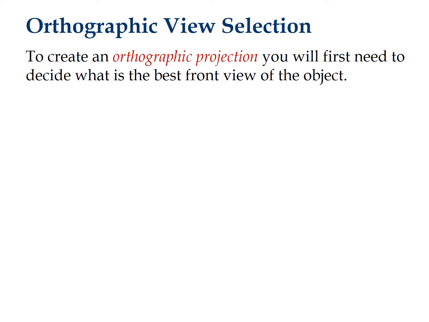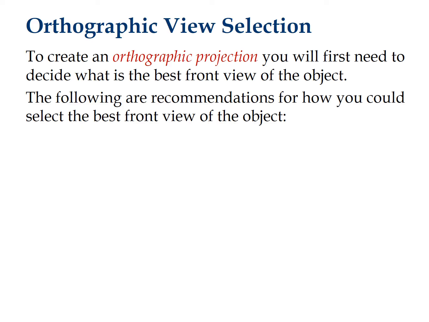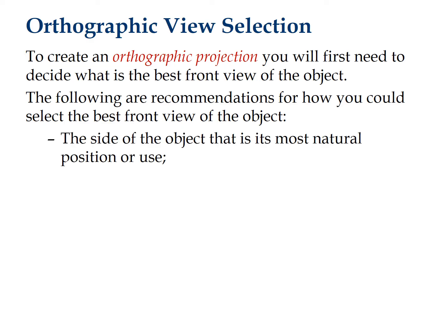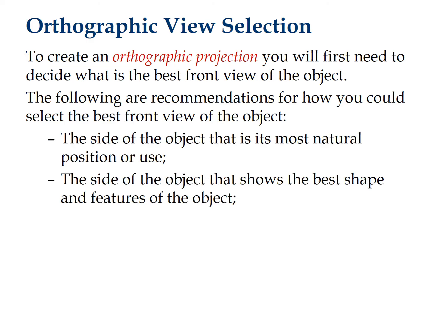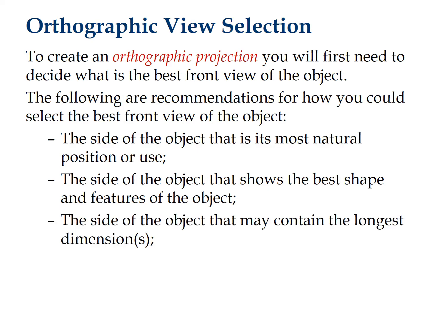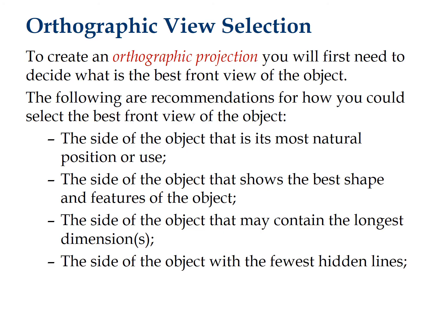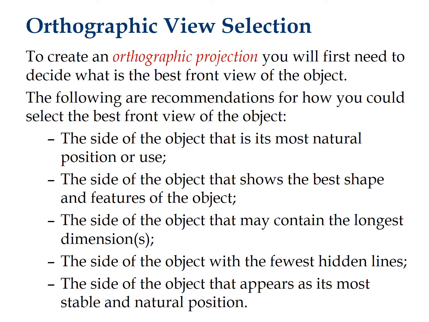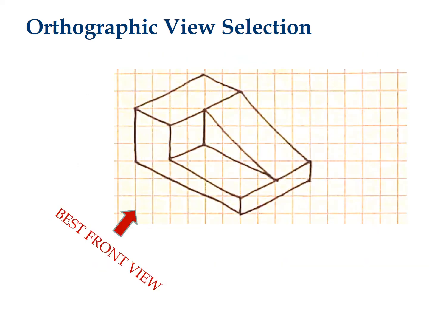To create an orthographic projection, you will first need to decide what is the best front view of the object. The following are recommendations for how you could select the best front view of the object. The side of the object that is its most natural position or use. The side of the object that shows the best shape and features of the object. The side of the object that may contain the longest dimension or dimensions. The side of the object with the fewest hidden lines. The side of the object that appears as its most stable and natural position.